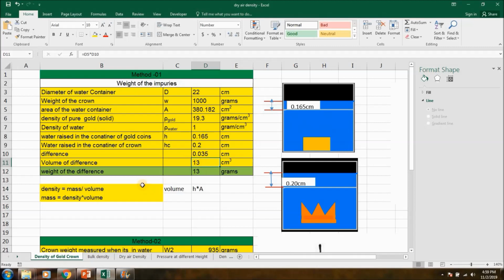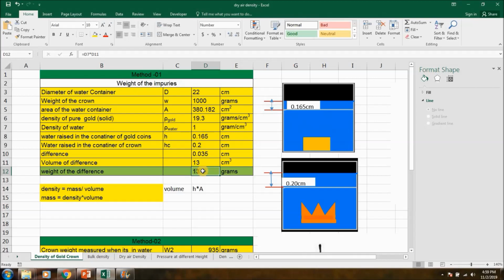So I know that this is the volume. I kept it here and I can measure it. The volume is measured here, density is known to me, and what is the mass? If I calculate for the water, I want to measure the mass. Density is 1 into volume 13, so it will come around 13 grams. So 13 grams of impurities he added in the 1000 grams of the gold crown.